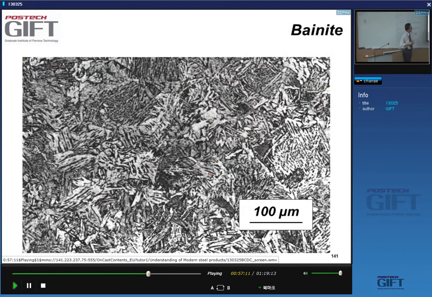Okay, and this is what the bainite looks like. And you can see the lamellas are gone. You get very small structural units. The microstructure does contain carbides, but they're very, very small carbides. So nothing like the very large cementite lamellas that we get in the pearlite.